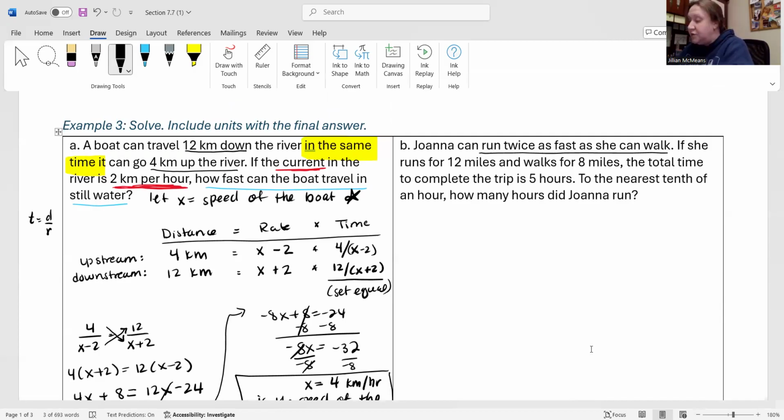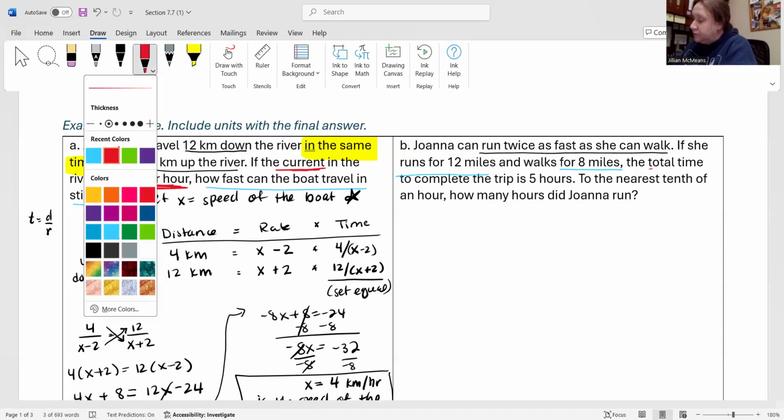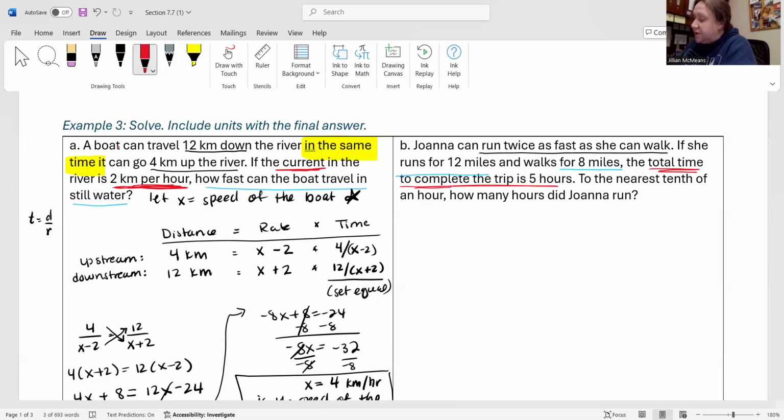If she runs for 12 miles, and this is important, and walks for 8 miles, we know she's running for 12, walking for 8. The total time to complete the trip is 5 hours. So we're going to have some amount of time spent running, some different amount of time spent walking. And if we add those 2 times, the total trip is going to be 5 hours. So keep that in mind.